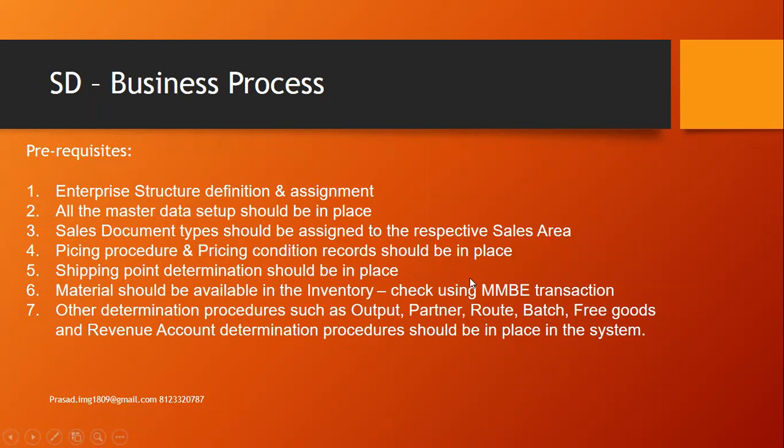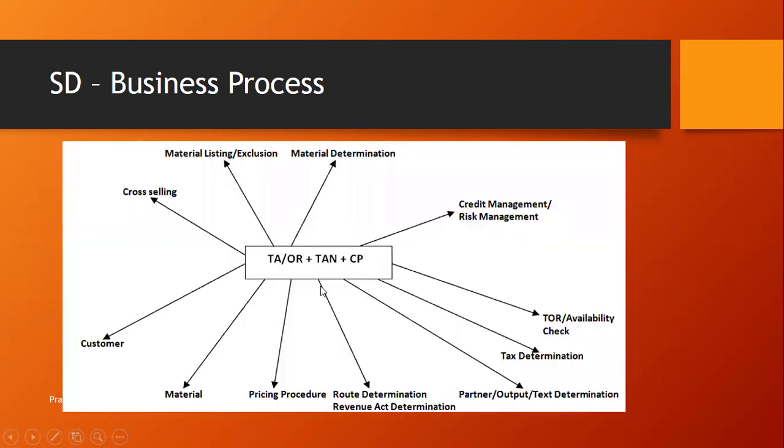The pricing procedure and pricing condition record should be in place in the system. Shipping point determination should be in place. Material should be available in the inventory, which you check using the MMBE transaction. Other determination procedures such as output, partner determination, route determination, batch determination, free goods determination, and revenue account determination should be there in the system, so that we will be able to create each and every document without any issues. So this is the business process, the entire document type.